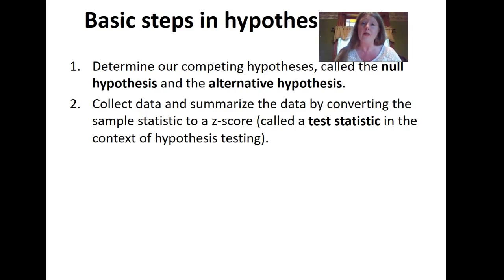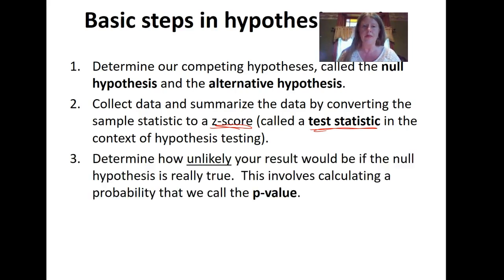We then collect some data. We summarize the data in the form of a statistic. So we collect some data, we summarize the data in the form of a sample statistic, so either a sample mean or a sample proportion, and then we have to convert that sample statistic to a z-score. And within the context of hypothesis testing, remember, we call that a test statistic. So if we ever ask you to compute a test statistic, we essentially want you to take your sample statistic and convert it to a z-score.